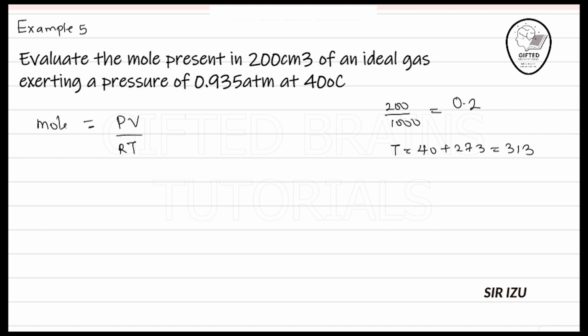So eventually, I will have that pressure, which is 0.935 multiplied by my volume, which is 0.2, all over the molar gas constant, which is given as 0.0821, then times temperature, which is 313. So at the end of the day, our answer is 0.007 mole. So thank you.